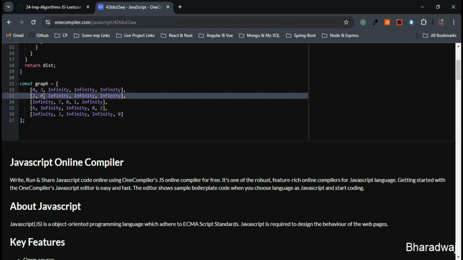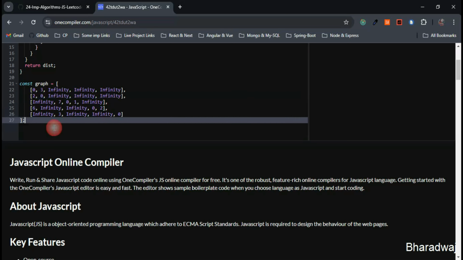Also, you can observe the diagonal is 0. You can clearly observe the first one, second one, third one, fourth one and fifth one. Here the diagonal is 0 because the shortest distance from a node to itself is always 0. So we have to keep in mind, from a node to itself is always 0.